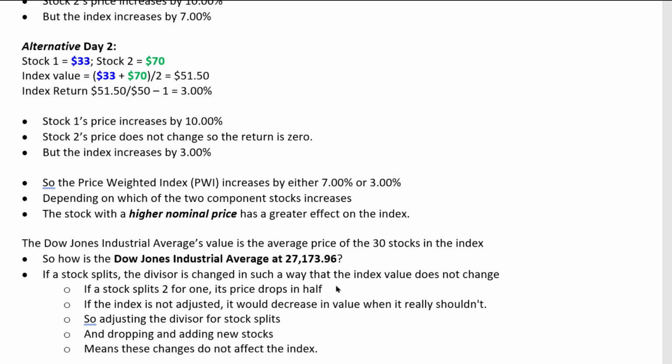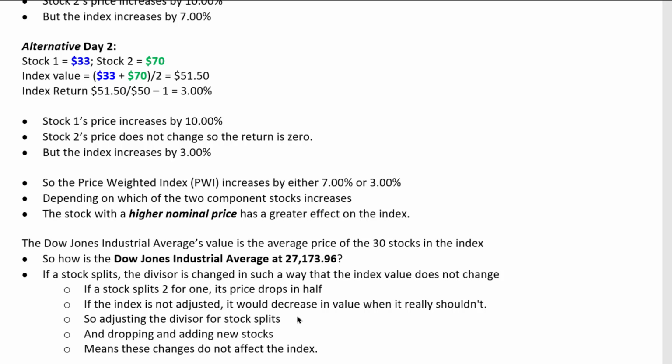So a stock splits 2 for 1, its price drops in half. If the index is not adjusted, the index would increase in value when it really shouldn't, because there has been no economic change. Remember, when a stock splits 2 for 1, you own twice as many shares at half the price.